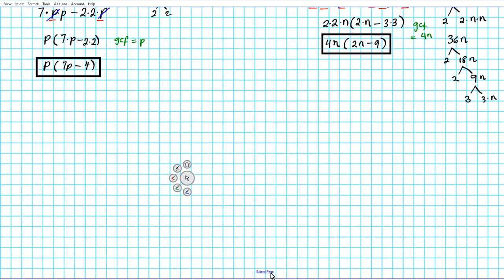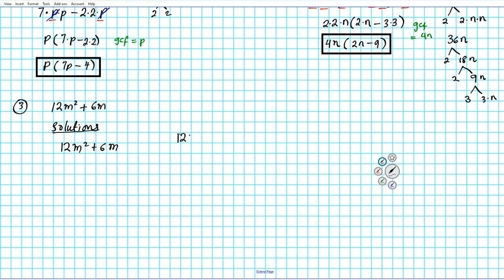All right, let's take a look at one more example, and then we'll give you some problems to try out. For question 3, let's say we have the expression 12m squared plus 6m. We're going to follow the same steps here. Let's write the problem: 12m squared plus 6m. So we're going to break down both terms, okay?